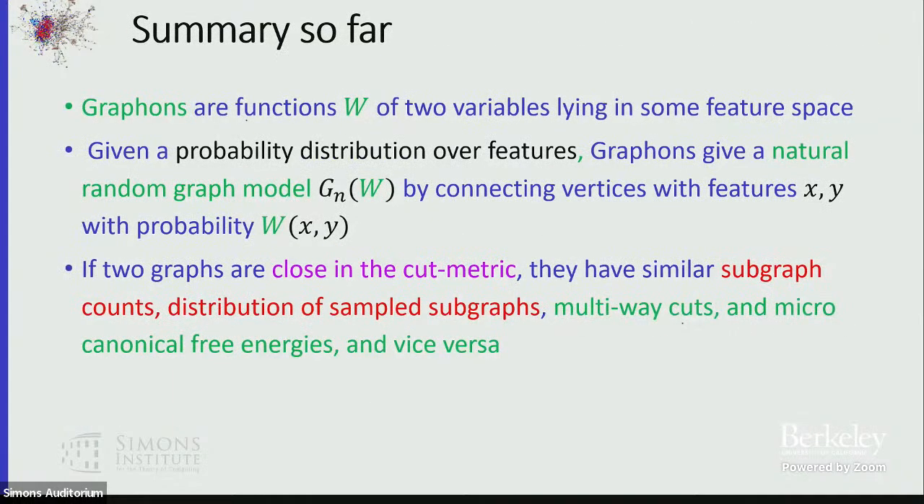So, summary so far. Graphons are functions of two variables in some feature space. If you give me a probability distribution over features, I get a natural random graph model called the inhomogeneous random graph. As mentioned this morning, you can also make it sparse by taking this graph and keeping each edge with probability 1 over n. Now suddenly you get a sparse graph. That is the inhomogeneous random graph in the sparse regime, which was first studied by Bollobás, Janson, and others. And then we proved the theorem which was mentioned. Finally, if two graphs are close in the cut metric, they have similar subgraph counts, distribution of sampled subgraphs, multi-way cuts, and physics quantities such as free energies, and you can turn it around.